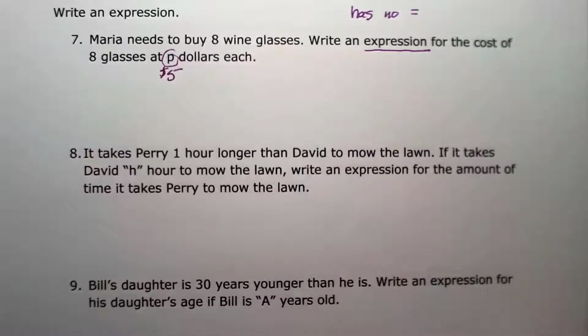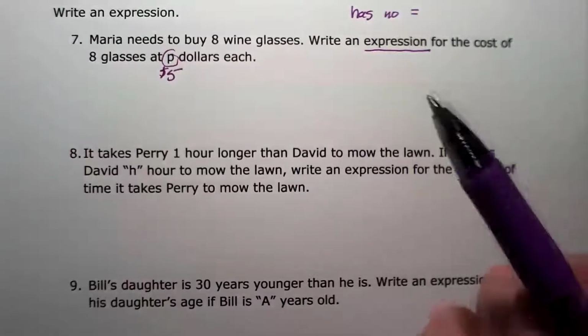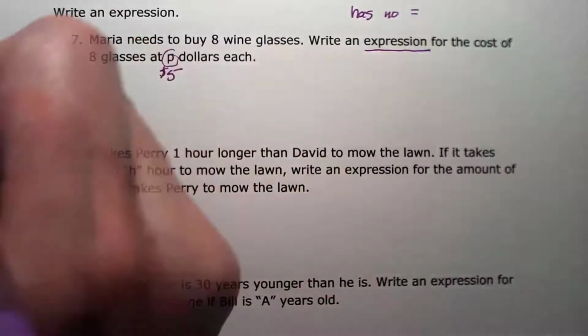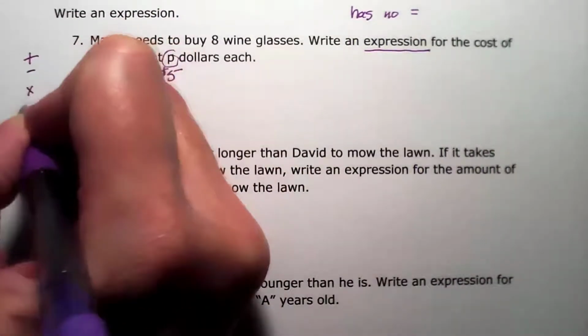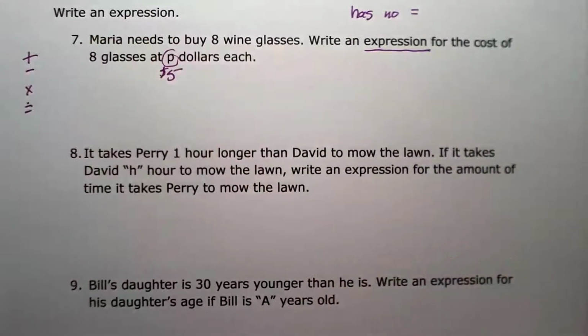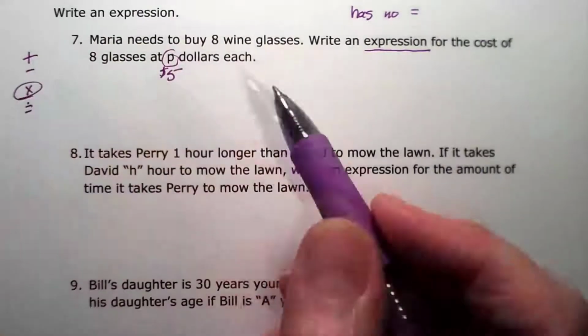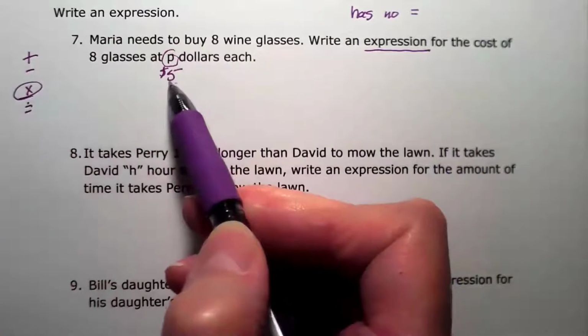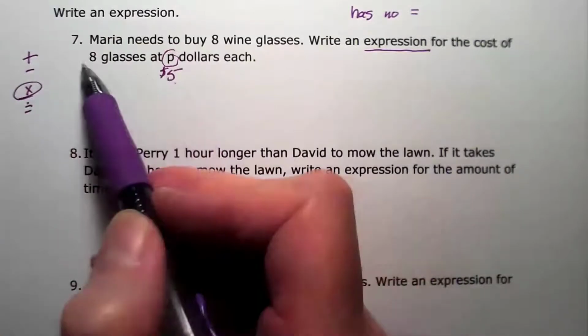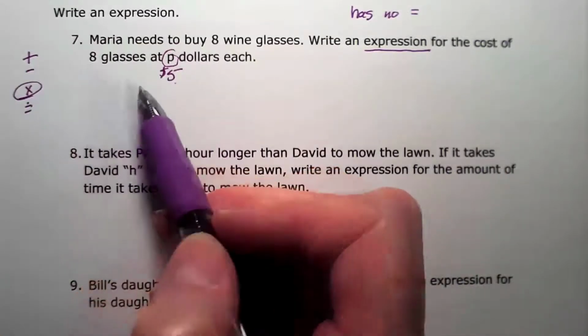Well, if you were going to figure that out, how much would it cost to buy 8 glasses if they were each $5? What kind of math would you do? It's either going to be add, subtract, multiply, or divide. So you're going to add 8 and 5? No. Subtract? No. You're going to multiply because you're repeating 8 5 times. You have to pay $5 for each of the 8 glasses. So it's going to be multiplication.